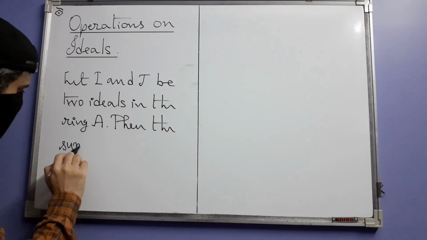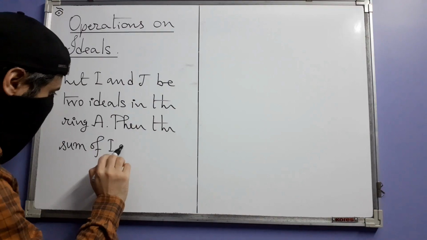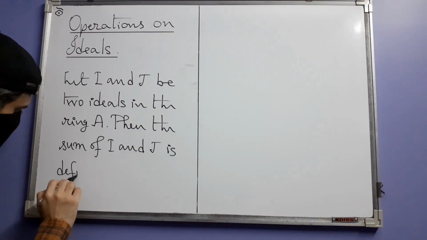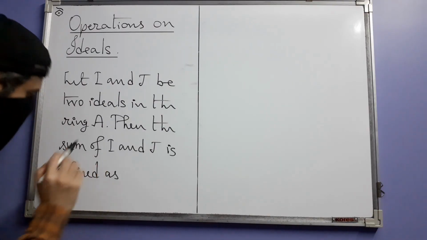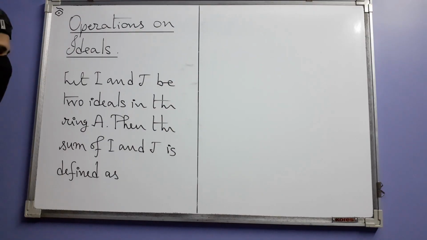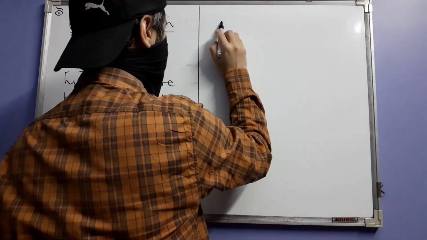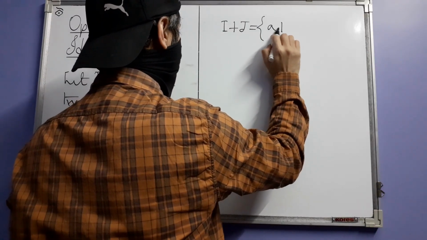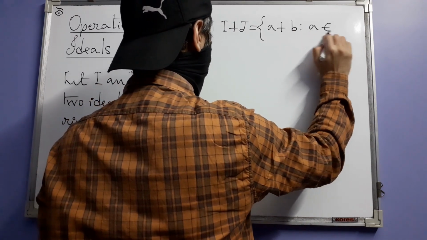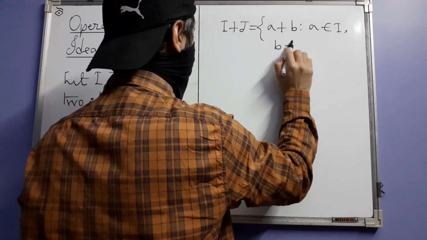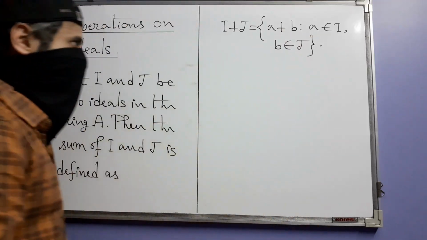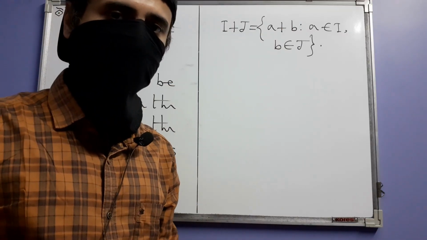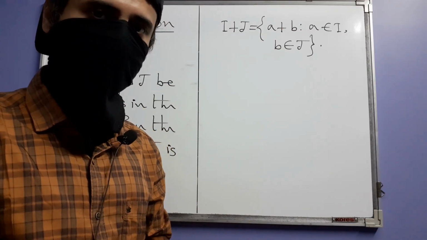Then the sum of I and J is defined as this. I plus J is the set of all elements of this form a plus b, where a is coming from I and b is coming from J.